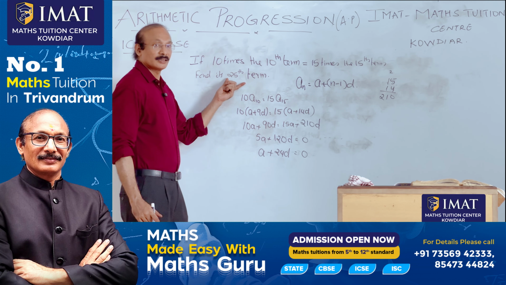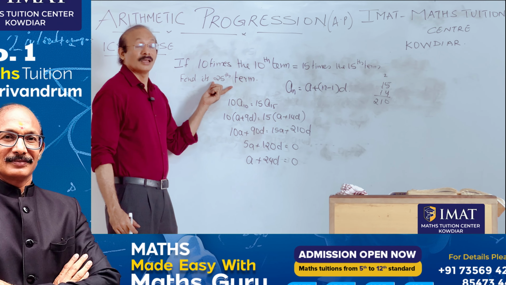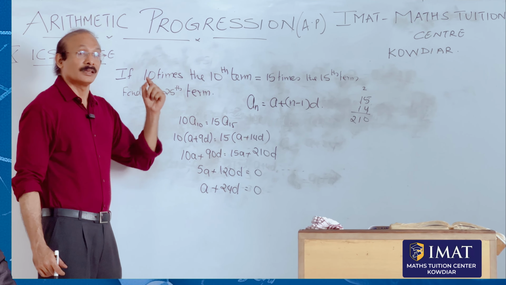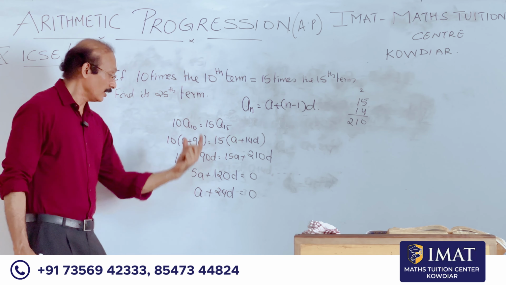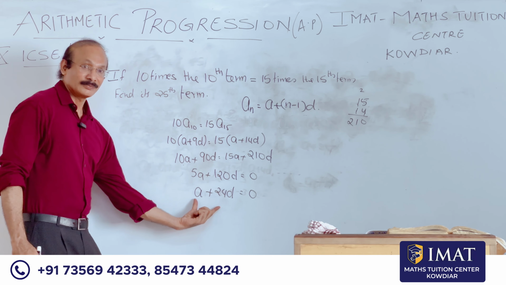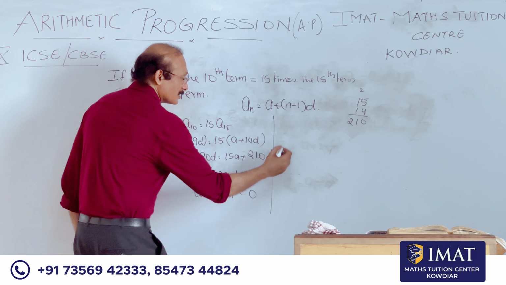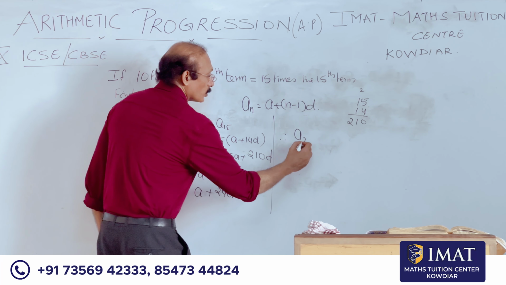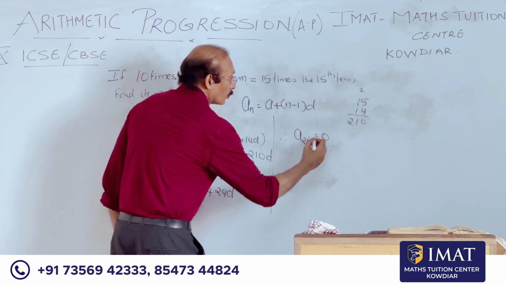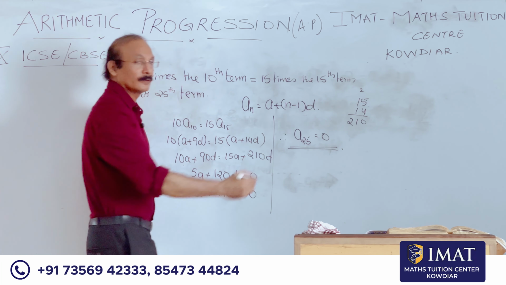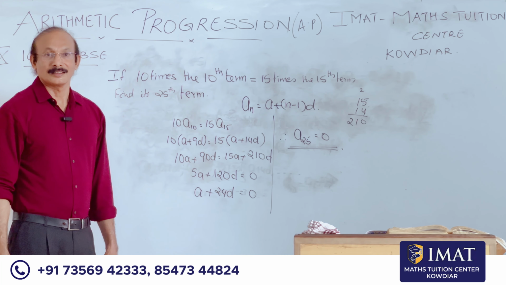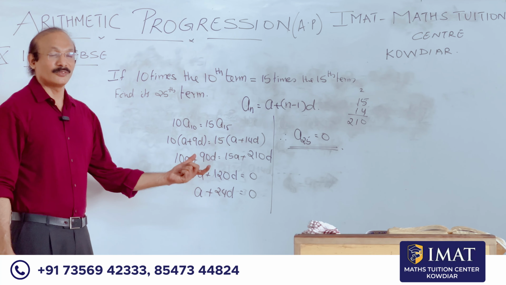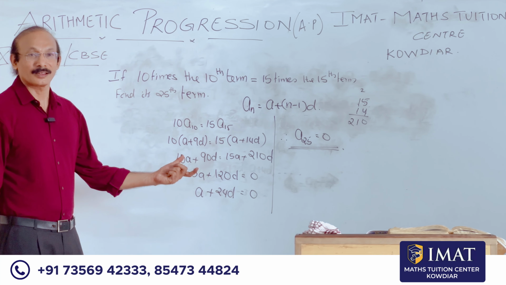What is asked? The 25th term. How do you say the 25th term? Isn't it A plus 24D? See, we have got that. So therefore, you are getting the answer. You have got the answer. A25 is equal to 0. Got it? So this is a very good question from this particular topic.